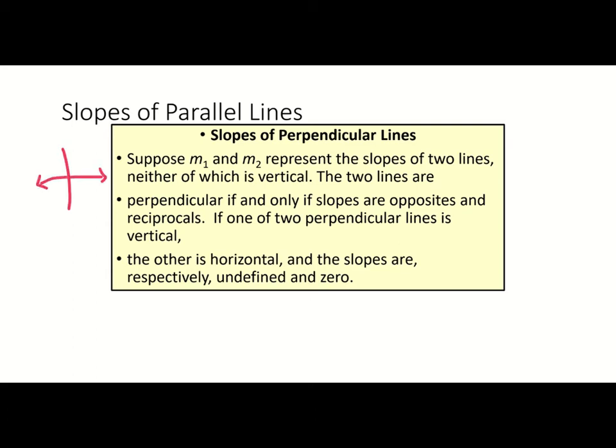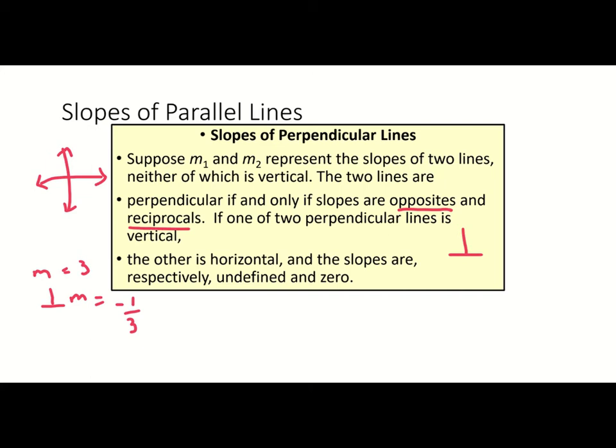Okay. So here's my 2 perpendicular lines. Remember, the symbol for perpendicular is the upside down T. If and only if their slopes are, and they have to be both, opposites and reciprocals. So let's say the slope of one of my lines is 3. If my lines are perpendicular, the perpendicular slope would be the opposite of 3, so -3, and the reciprocal of 3, so it would end up being -1/3.